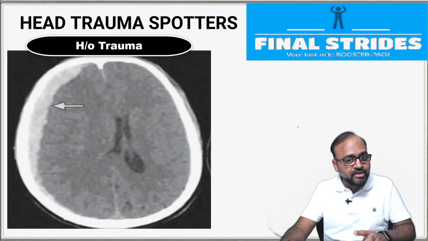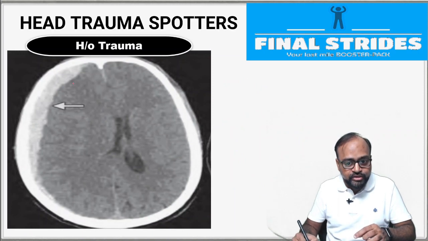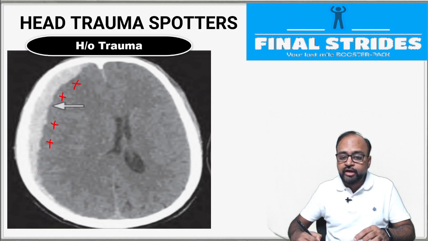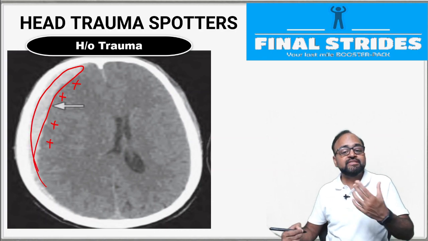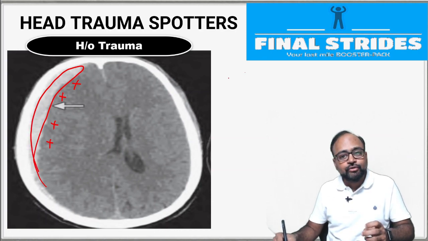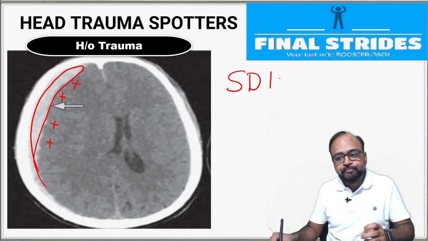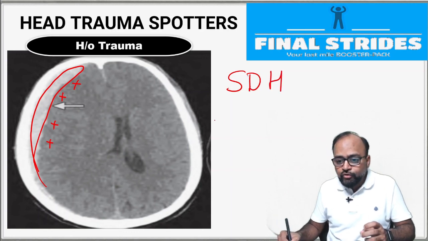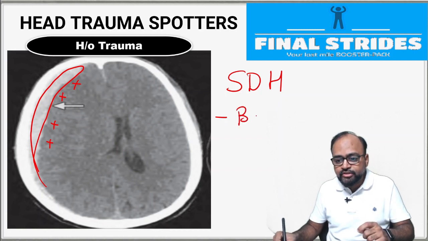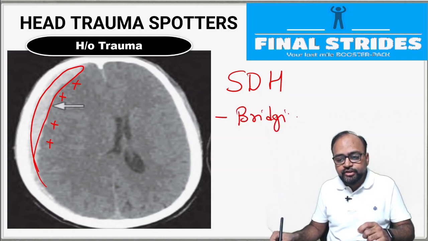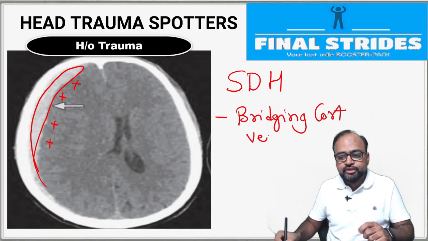Now if you see an extra-axial bleed, why extra-axial or outside the brain? Because if you see around this bleed there is no edema, and if you look at the shape of this bleed, you can see that this bleed is concavo-convex or crescentic like this, then your diagnosis is subdural hemorrhage or SDH. What is the source of bleed in subdural hemorrhage? The source of bleed in subdural hemorrhage is bridging cortical veins. It is bridging cortical veins.